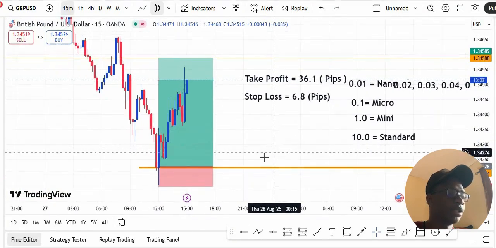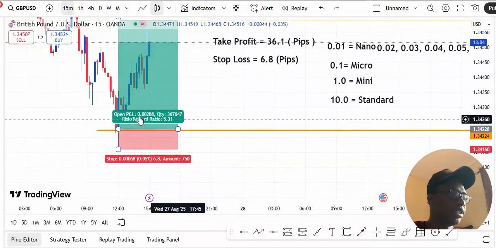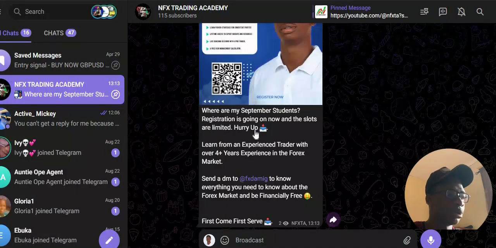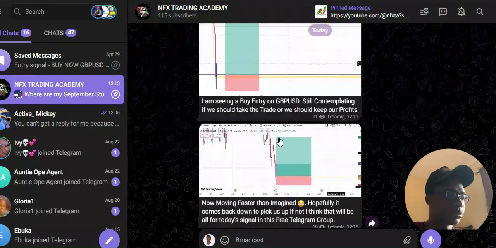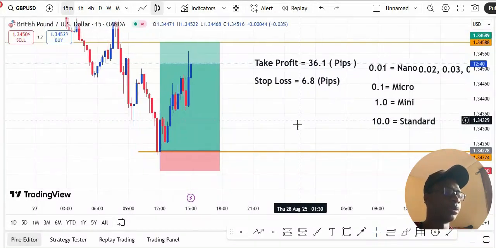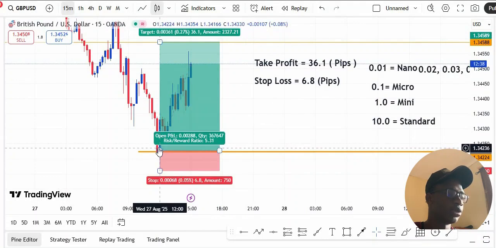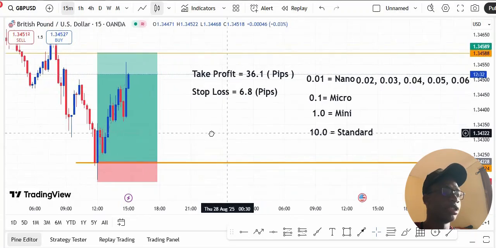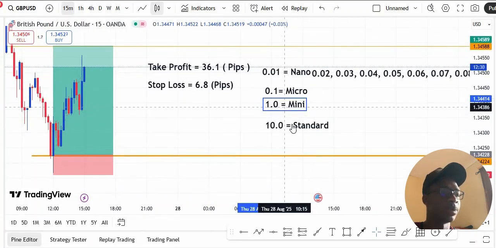Wow. And I'm literally pained that this market didn't test up to this point. I would have entered this trade, but I sent it to my Telegram channel. I'm seeing a buy entry on GBP here. It's still contemplating taking the trade for cheaper profits because we were in massive profits today. I knew the market was going to go up, but I was waiting for my confirmation. I didn't expect this candle to move this fast. But this is what it is. We made money today. That is all that matters.